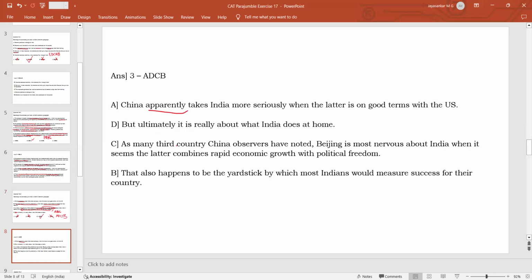As many third country China observers have noted, Beijing is nervous not when India is on good terms with the USA, but when India becomes an economic powerhouse along with political freedom. That is also the yardstick by which Indians are judging the success of the country. So very clearly, ADCB is the answer.